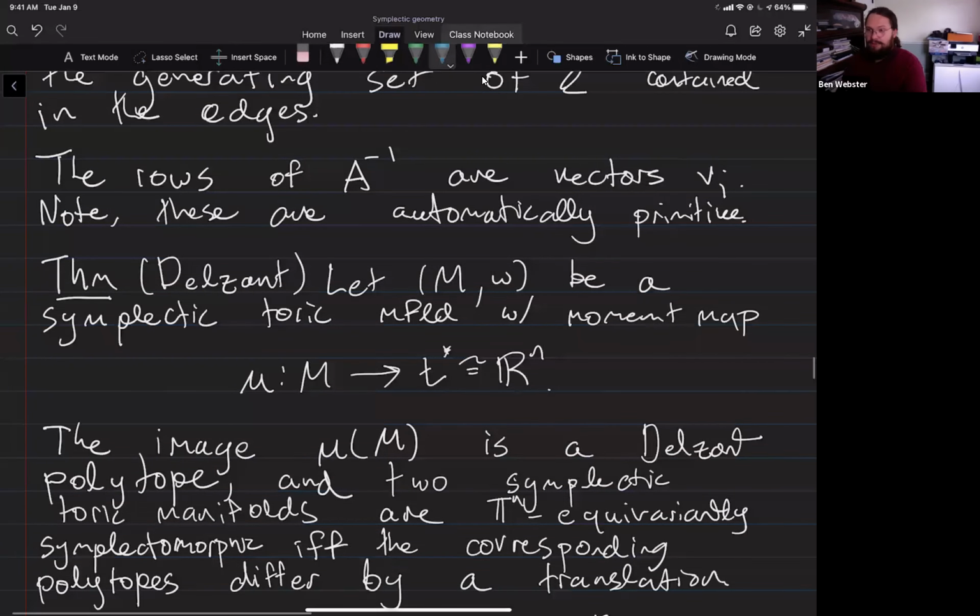So this leads us to the theorem of Delzant, that if we have a symplectic toric manifold, so it's got a moment map by definition, so I can look at its image under the moment map. And that image, identifying the dual of the Lie algebra with Rn, is a Delzant polytope, and two symplectic toric manifolds are equivariantly symplectomorphic if and only if the two polytopes differ by a translation.